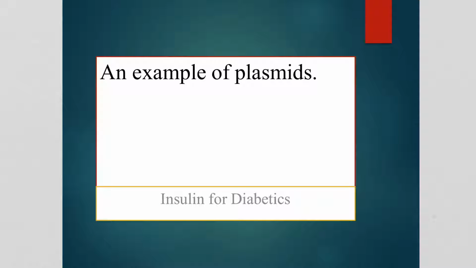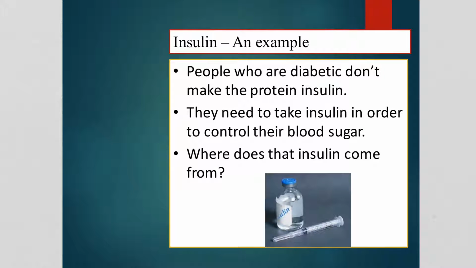A perfect example of using plasmids and bacteria is insulin for diabetics. People who are diabetic don't make the protein insulin that helps them regulate or control their blood sugar. We know that people with diabetes take shots of insulin, but where does that insulin come from? They actually used to extract it from horses and use horse insulin, but now they use real human insulin as a medicine.